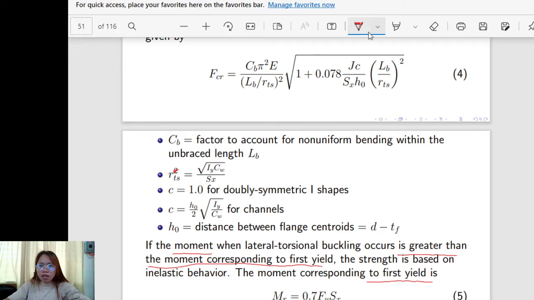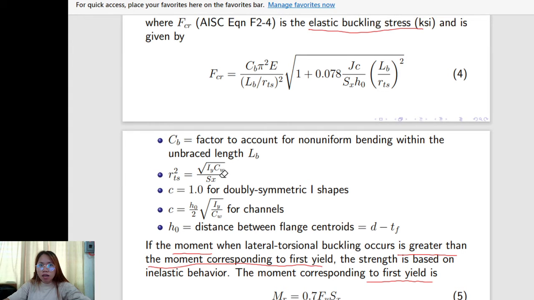Sorry, this is squared. No, I made a mistake. Sorry for erasing this squared. This is actually squared. r_ts squared, r squared sub ts, is equal to the square root of I sub y, the moment of inertia, C sub w, the warping coefficient, over the elastic section modulus.